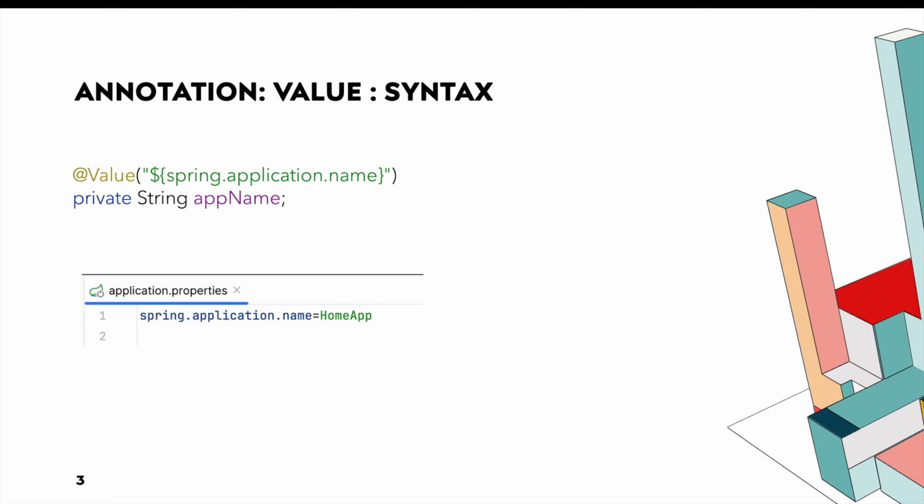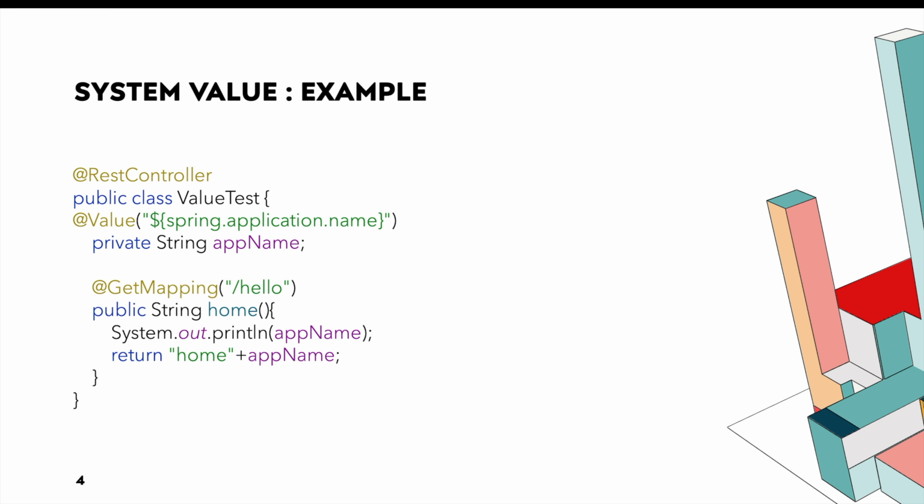The syntax of the annotation is @Value, and we need to pass the property name, and we should be creating a property variable. So in this example below, you see spring.application.name is a property name. The value is home app. So this would be the example code, but let me write a code and show you how it's going to work.